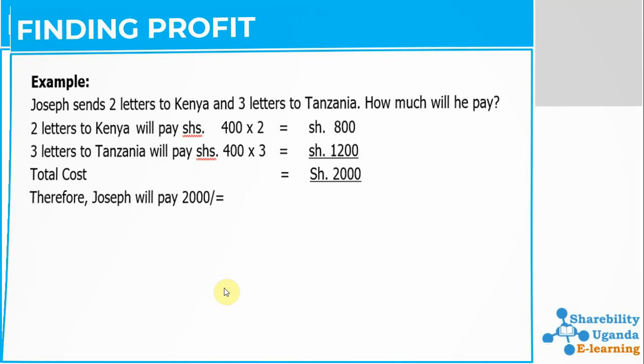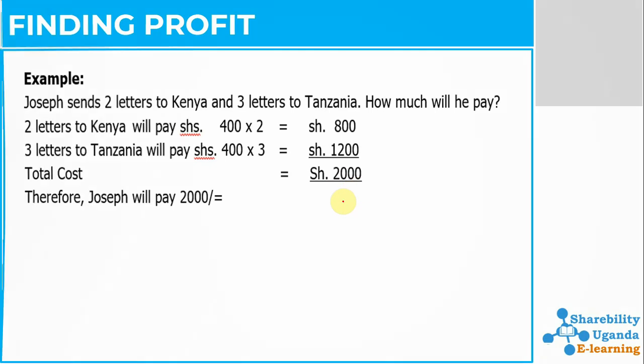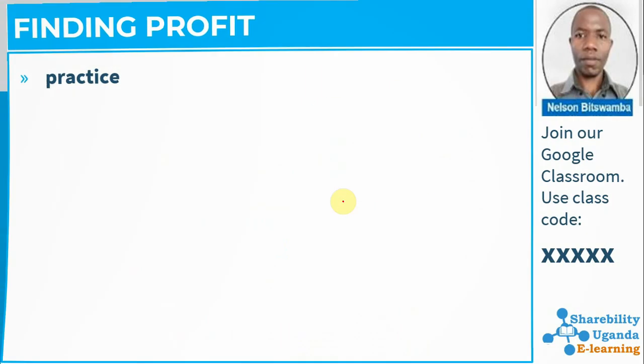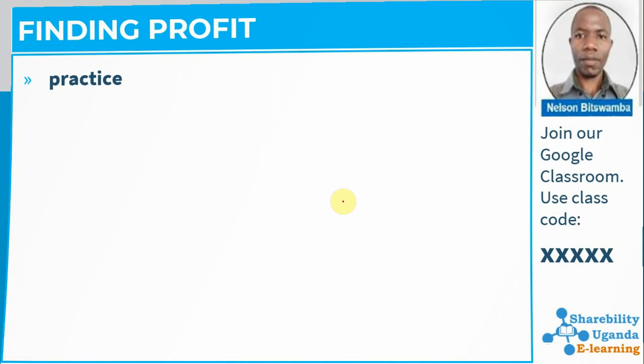Let's also look at what these people got. They say for 2 letters to Kenya will pay shillings 4 times this, which is equal to this. And 3 letters to TZ should pay 3 times 400 times the 3 letters. So they are able to pay 2,000. Alright, so we can see how we have come up with that answer. Okay, so let's proceed and see how we can make this right.